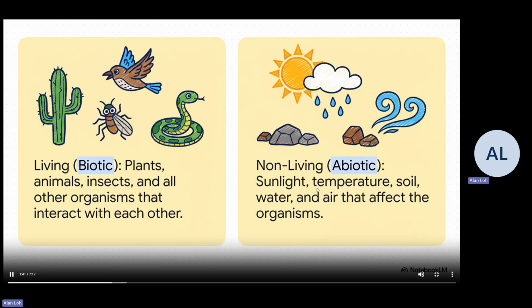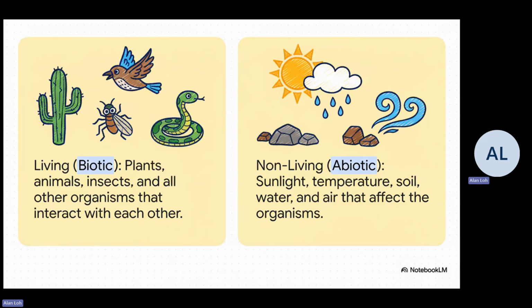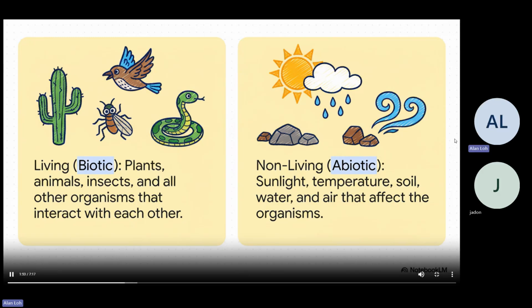Every single ecosystem is really a partnership between two big players. On one hand, you have the biotic, or the living parts, all the plants, animals, insects. And on the other, you have the abiotic, the non-living things, the burning sun, the soil.